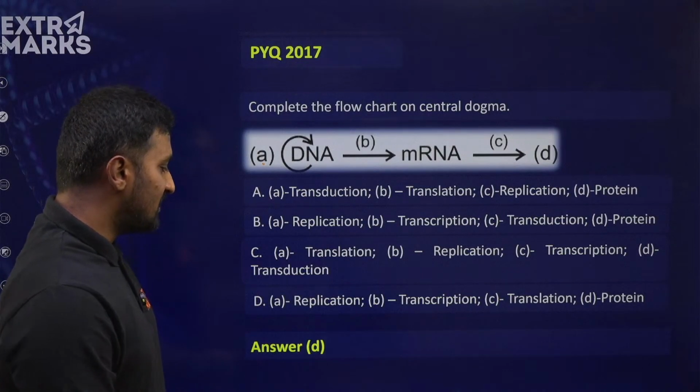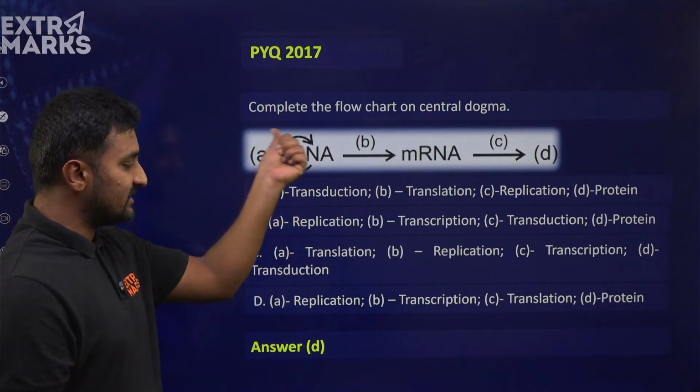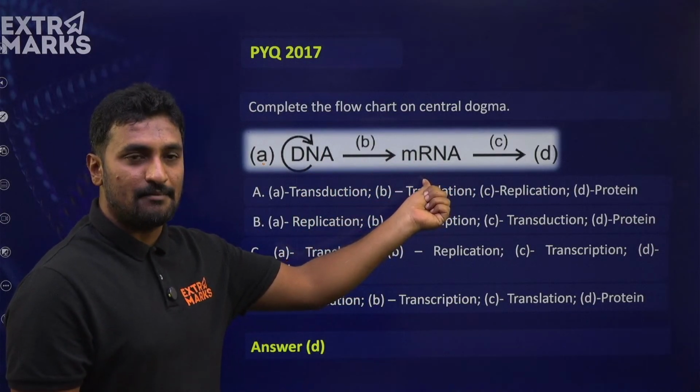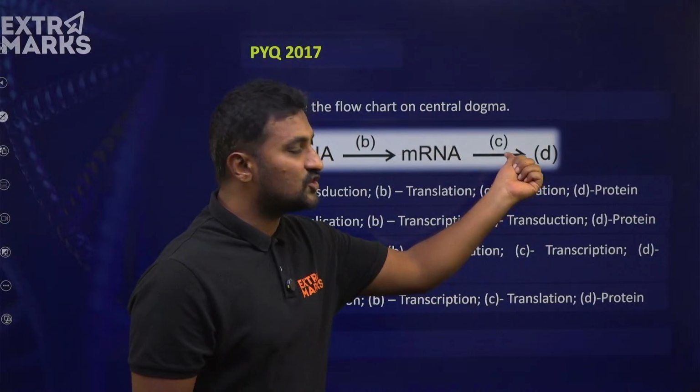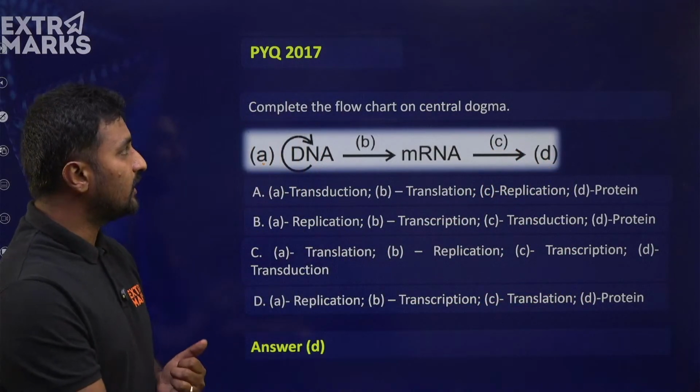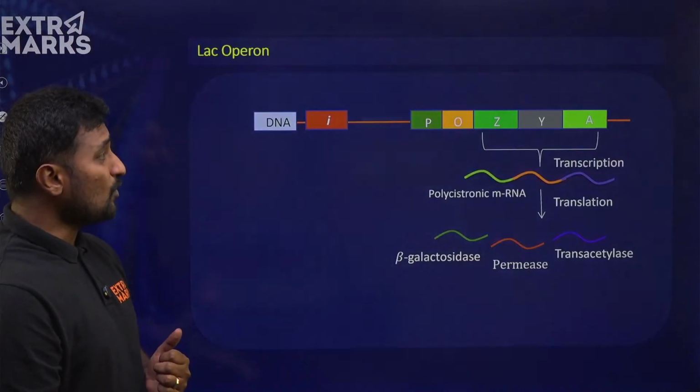Yes, absolutely right. The answer is D. As you can see, A is replication, B is transcription where DNA helps in synthesizing the mRNA, C is translation, and finally D is protein synthesis. Okay, let us take one more question.